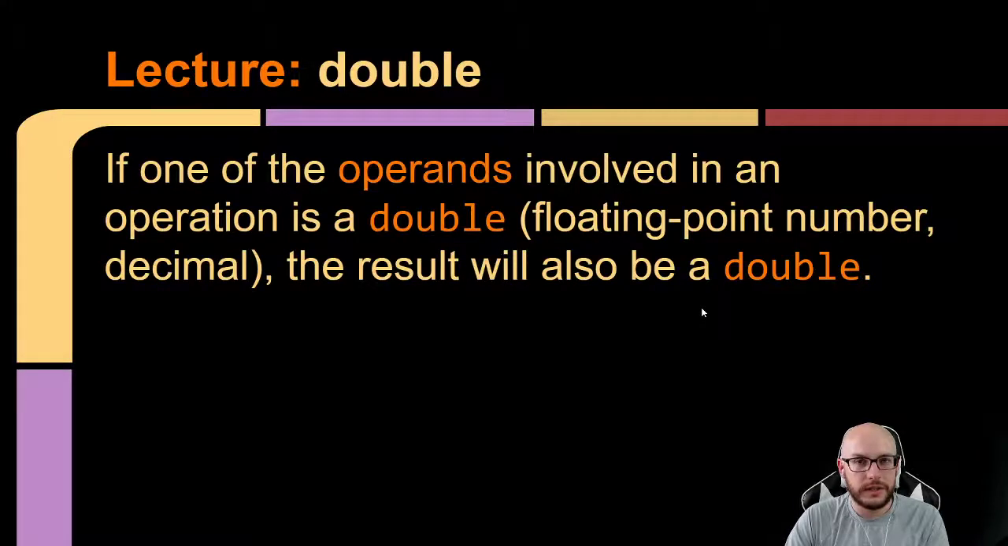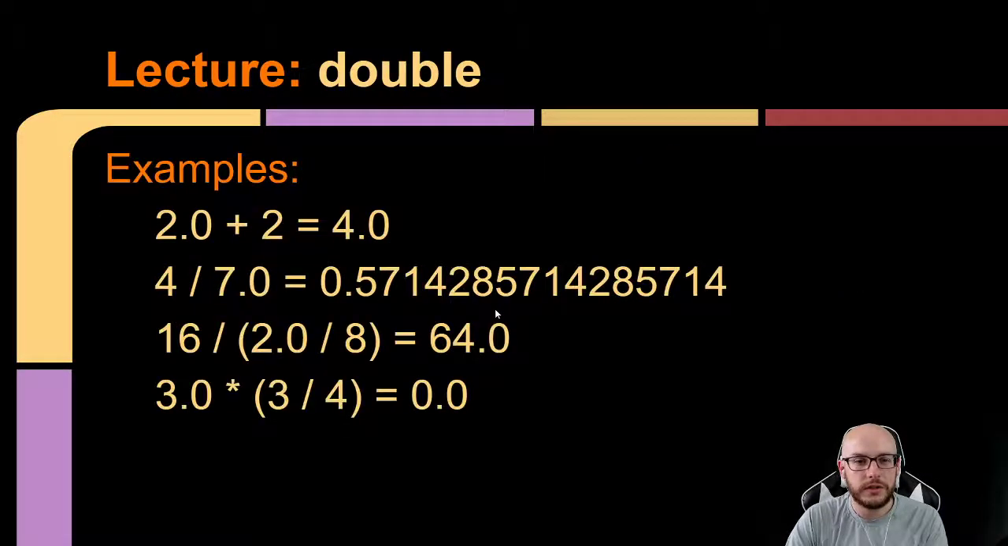Okay, why do we talk about double? Well, as long as one of the operands involved in the operation is a double, the result will also be a double. This is a way to avoid truncation. What am I saying? 2.0, this is a double, right? Even though it's a round number, it's a double. It's got this fractional part. This 2 here is an integer. However, here I have a calculation where one of the operands, this 2.0, is a double. That means 2.0 plus 2 is not just 4, it's 4.0.